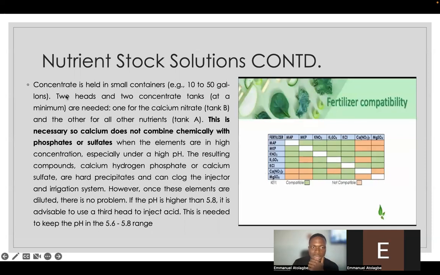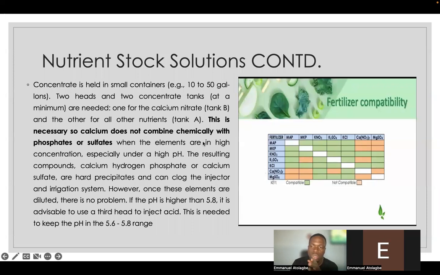Now, the concentrate is held in small containers, just like I said. You will have them in two separate buckets, A and B. This again is to prevent them from mixing at any point in time. This is necessary so calcium does not combine chemically.